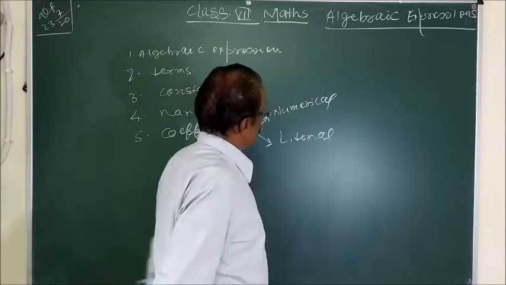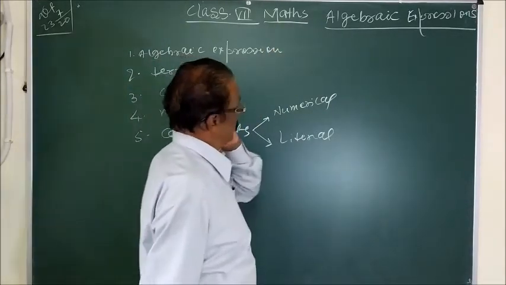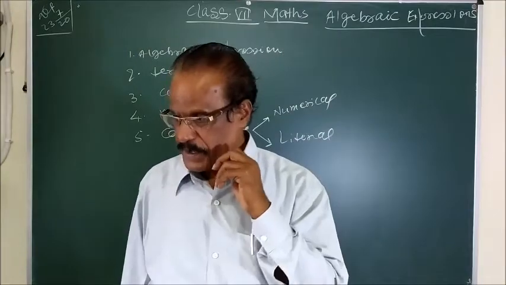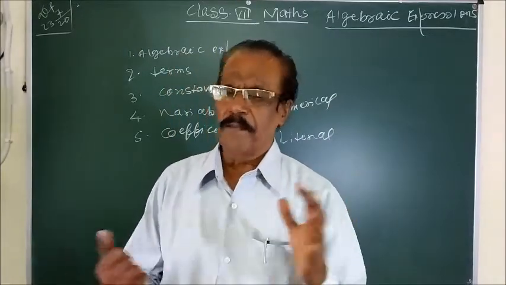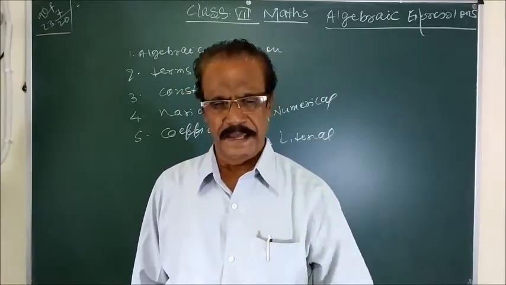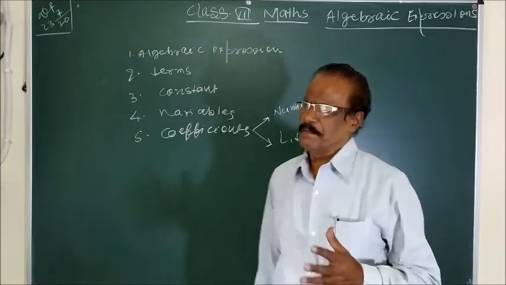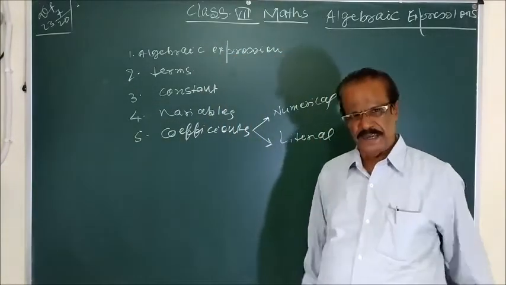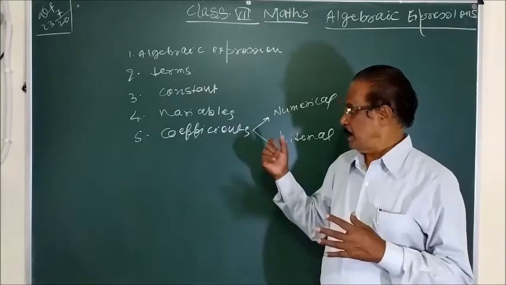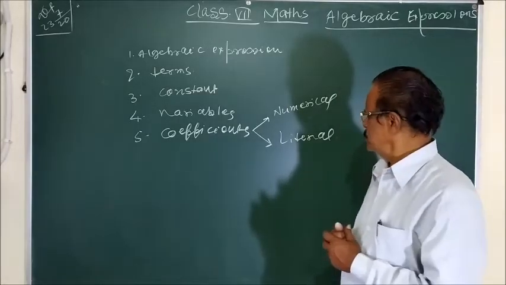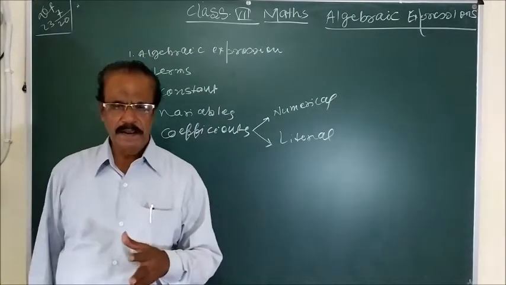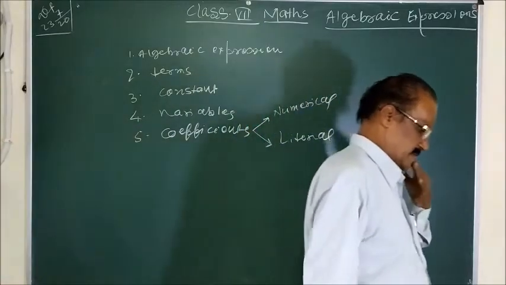It is a math period. Now we have algebraic expressions. My dear students, in maths there are a number of branches. In algebra, I suppose you must have started from class 6. So you know some mathematical terms in algebra: what is an algebraic expression, terms, constants, variables, coefficients. And after that we will come to the operation of algebraic expressions.